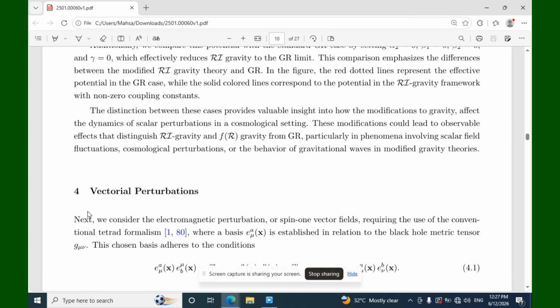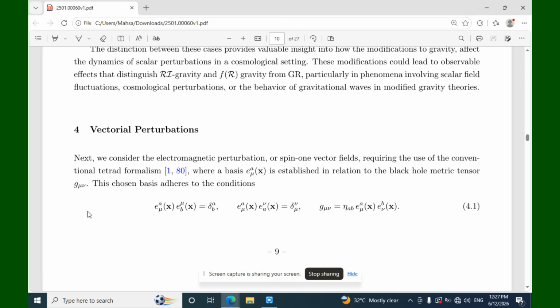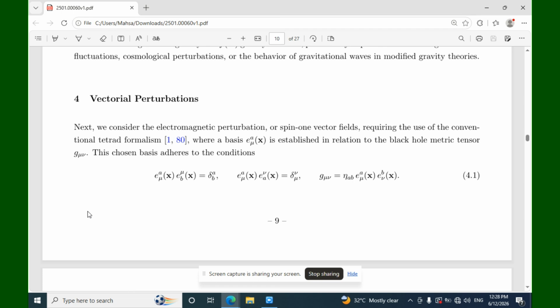Section 4, vectorial perturbations. Next, we consider the electromagnetic perturbation, or spin 1 vector fields, requiring the use of the conventional tetrad formalism with a basis e_μ^(α) established in relation to the black hole metric tensor g_μν. This chosen basis adheres to the conditions e_μ^(α) e^μ_(β) equal to δ.